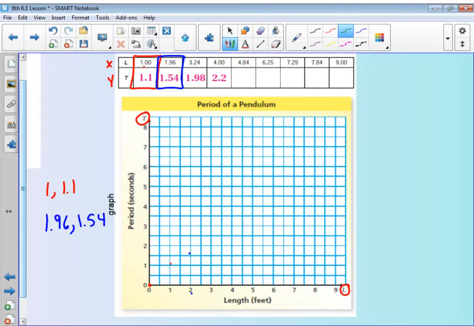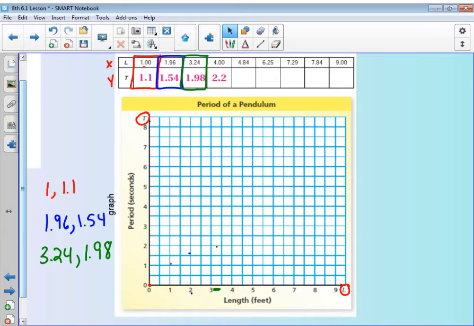So now I'm going to go ahead and do my third one. So I've got 3.24, 1.98. So 3.24 is going to be halfway in between that box of the 3 and the next box over, because that next box would be 3.5. So we're going to go in the middle of this set right here. Okay, and then up to 1.98, that's going to be just under 2. So somewhere around there. Remember, we're kind of guesstimating this. It's not going to be perfect. We're just trying to get them as close as we can.